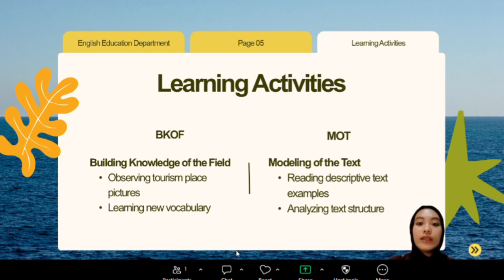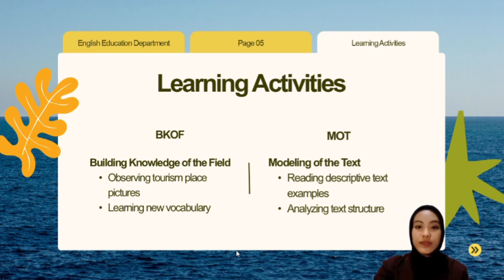And the next is about learning activities. The learning activities are organized using the genre-based teaching learning cycle. For the first stage is building knowledge of the field, or BKOF. At this stage, students observe pictures of tourism places and learn new vocabulary related to this topic. This activity helps activate their background knowledge and prepare them for the lesson.